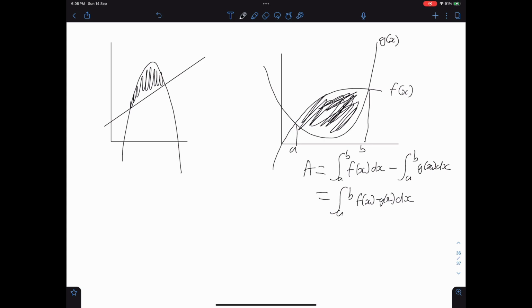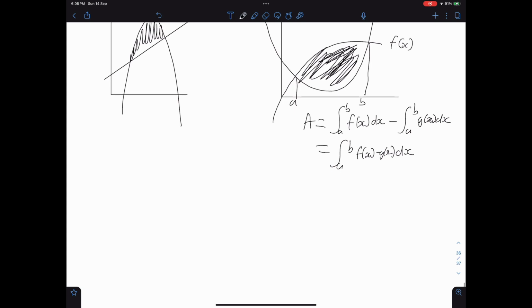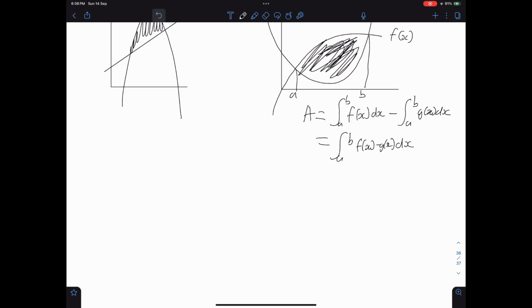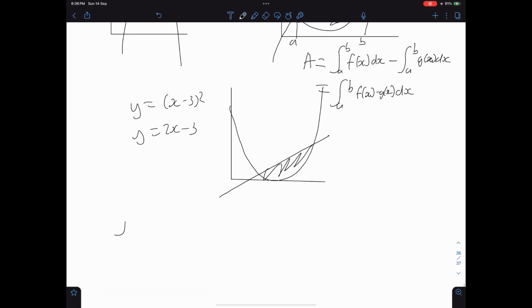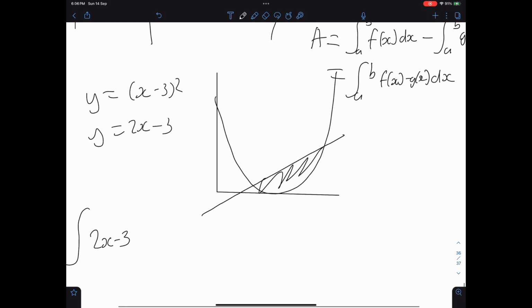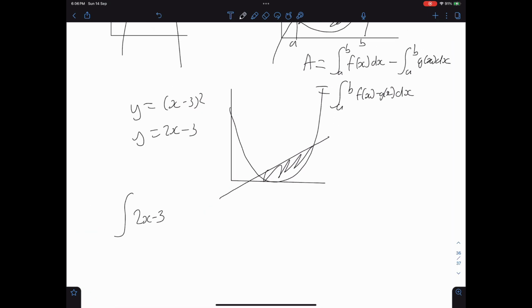So if we do an example such as y equals (x minus 3) squared and y equals 2x minus 3, and it's something like this. We have to find this bit. What we would do is the integral of 2x minus 3, and to find the limits we would have to do a simultaneous equation.